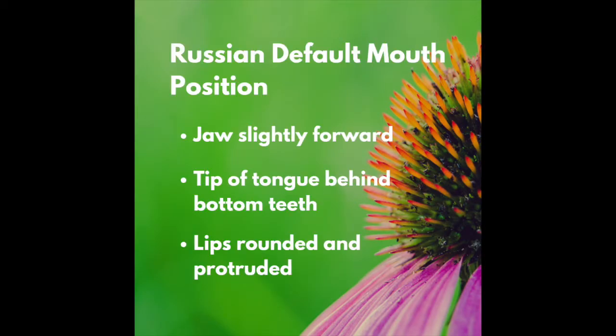The Russian default mouth position makes everything sound instantly more Russian. Jaw slightly forward, tip of the tongue behind the bottom teeth, lips rounded and protruded. It's better to exaggerate this at first. You can always walk it back later, but if you don't exaggerate it, you may never get there.